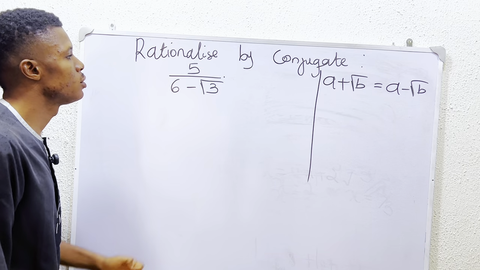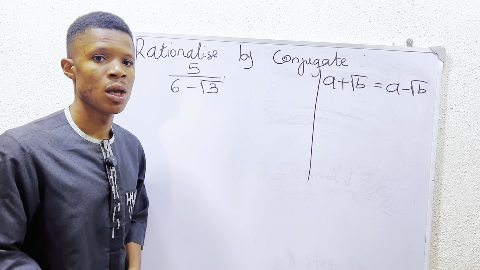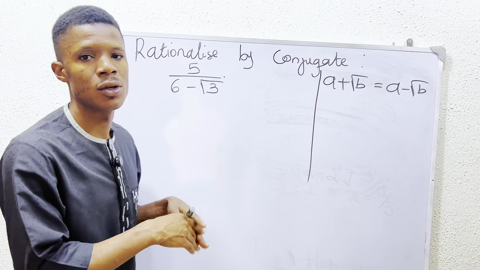So here we are trying to rationalize 5 over 6 minus root 3. What you have to do is multiply the denominator of the surd by the conjugate. The reason for that is that multiplying that will make the denominator a perfect square so that we are able to simplify and remove the irrational part, root 3.